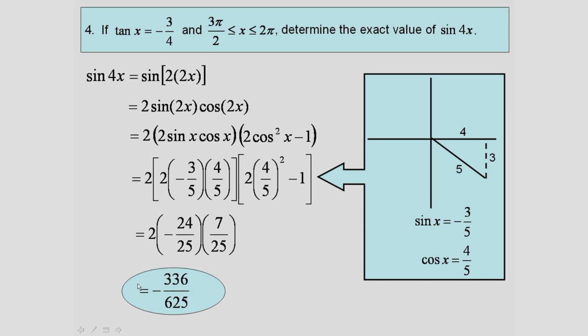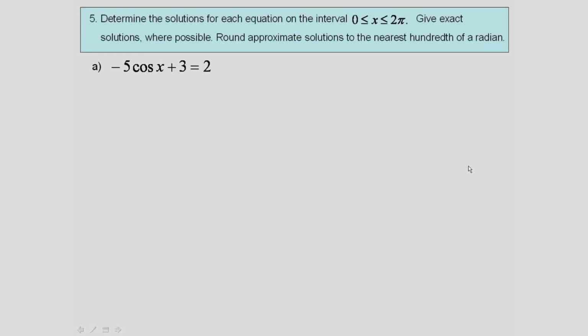All right, let's move on to question number 5. Question number 5 is dealing with solving trigonometric equations, and it looks like we have 4 of them to solve. We are going to handle each of the 4 pretty much in the same way with just a couple of subtle differences. So starting with part A, negative 5 cos x plus 3 equals 2.